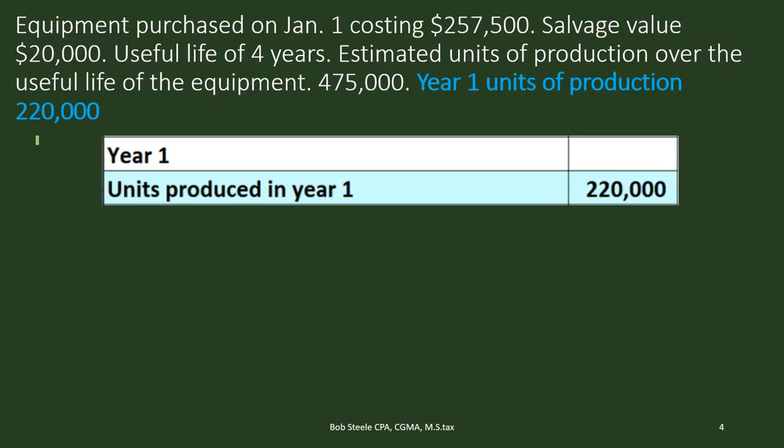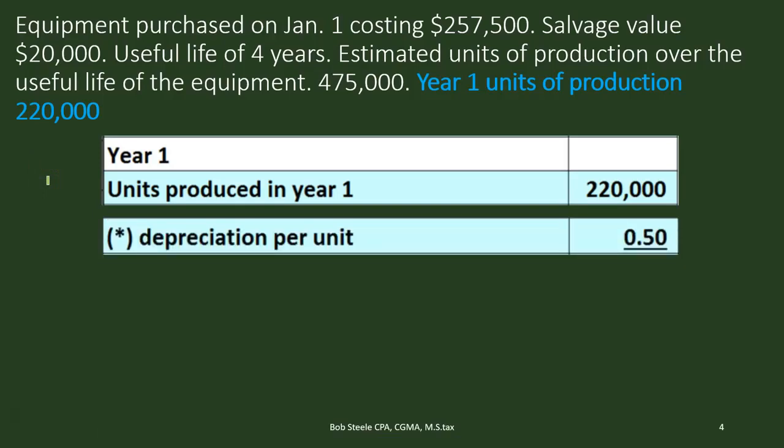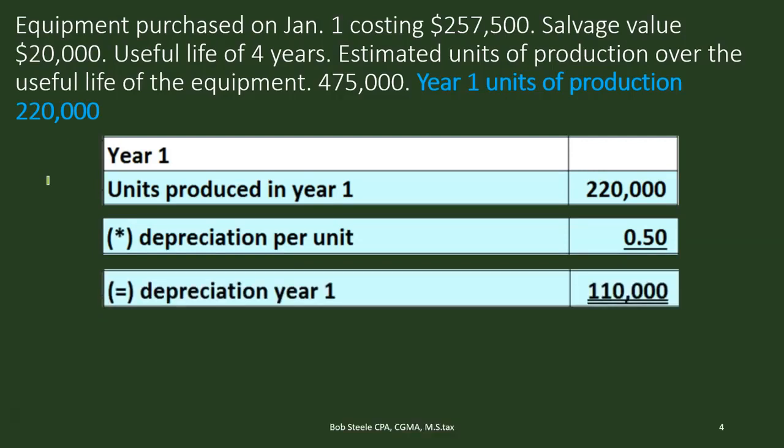Meaning, if they tell us we printed 220,000 units, we're going to take the number of units that were produced, multiply it times the rate that we just came up with. We said 50 cents per page. Therefore, if we multiply that out, then 220,000 times 50 cents gives us the depreciation of 110,000.